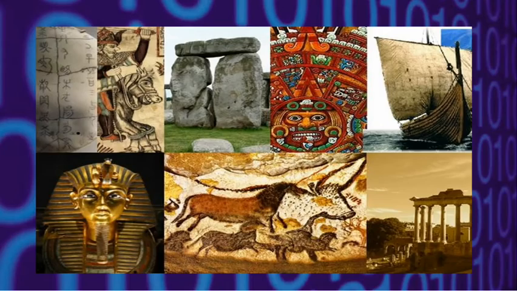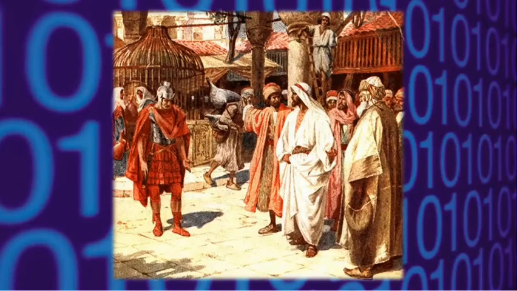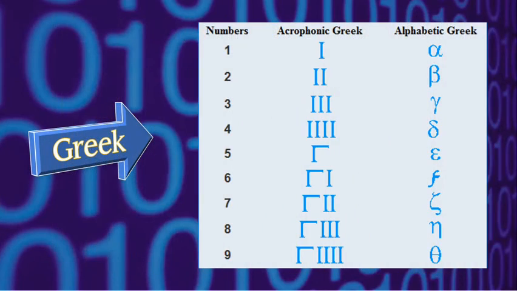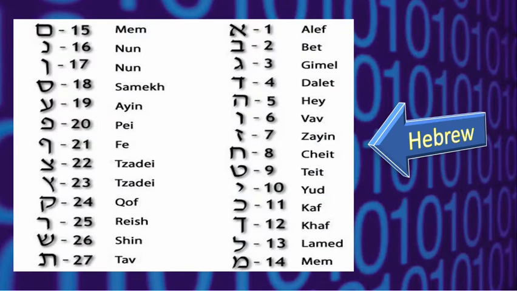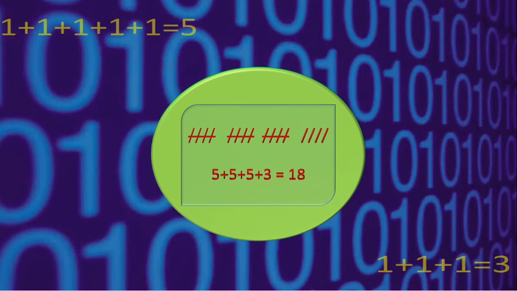Many of these systems, like the Greek, Hebrew and Egyptian numerals, were extensions of tally marks, with new symbols added for larger values. Each symbol was repeated as many times as necessary and then added together.